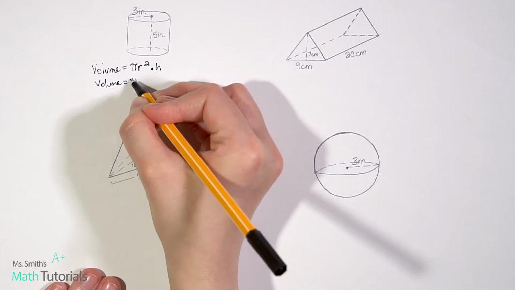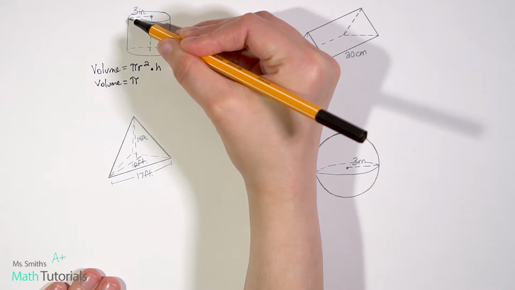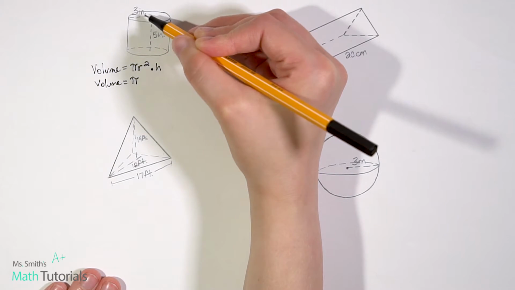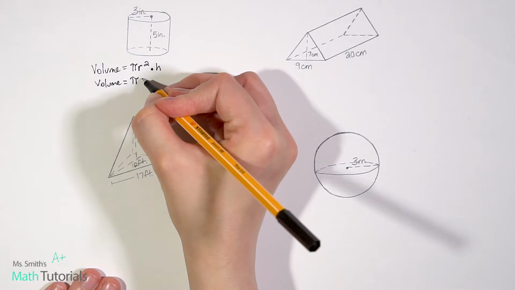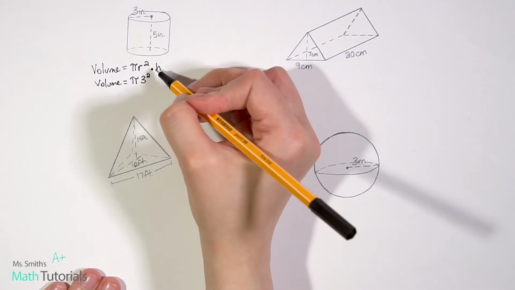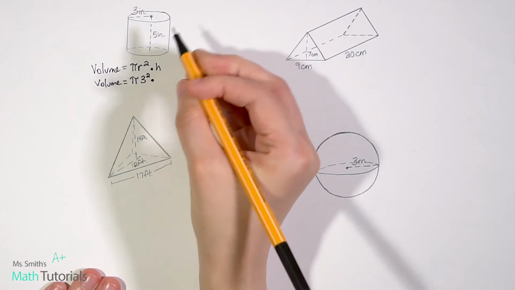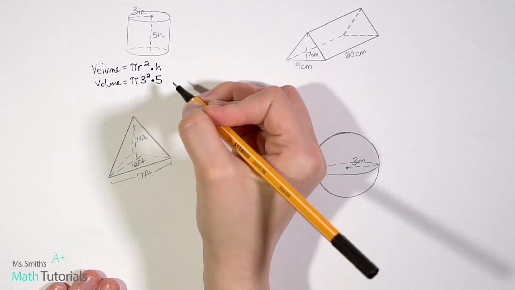Volume is pi, and then what's our radius? So luckily it told us, remember, radius is the distance from one side of the circle to the center. So in this case they told us it was 3, so 3 squared. And then that's times the height, and the height in this case is 5. So we'll put times 5.